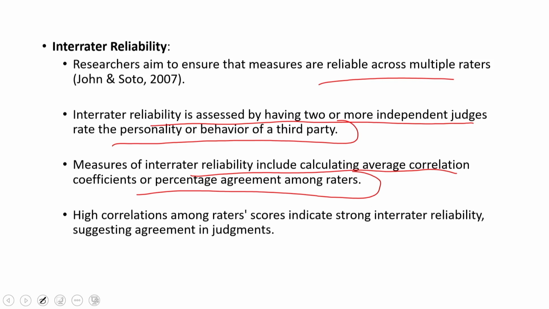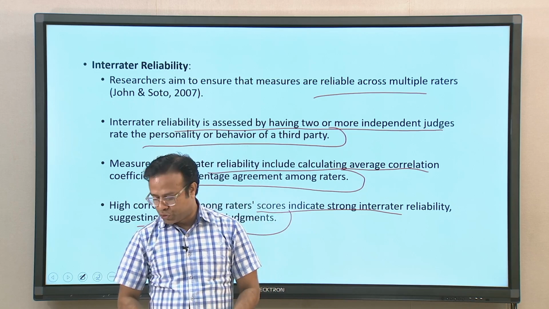High correlation among raters' scores indicates strong inter-rater reliability, suggesting agreement in the judgment, and it shows that the test is measuring the same thing because different people are finding almost similar scores and so on.